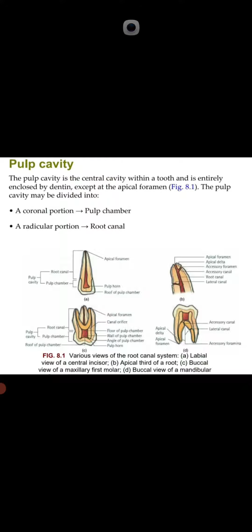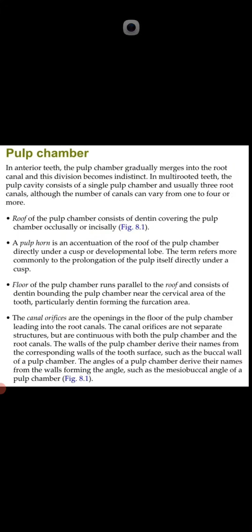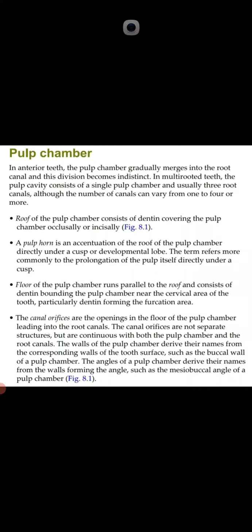Next is the floor of the pulp. The floor of the pulp chamber runs parallel to the roof and consists of dentine bounding the pulp chamber near the cervical area of the tooth, particularly dentine forming the furcation area. Mean the floor of the pulp chamber is present at the area where cementum and enamel meet.